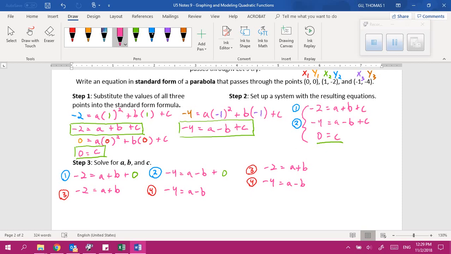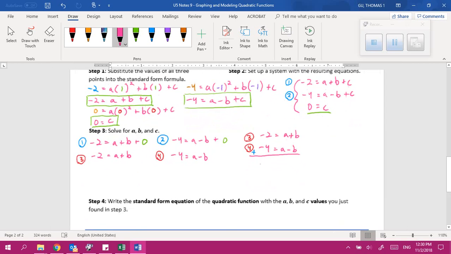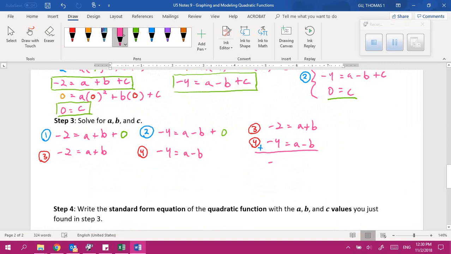We add the 2 equations together. Very barbaric answer, Lacey. So we add the 2 equations together, and what does that give you? Negative 6 equals what? 2a. Because the b's have now canceled out. Boom. Divide by 2, and that gives us a.